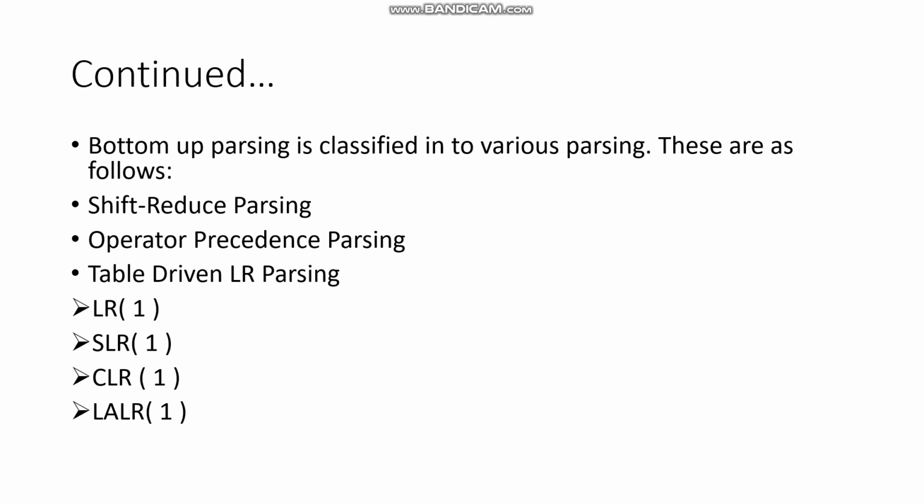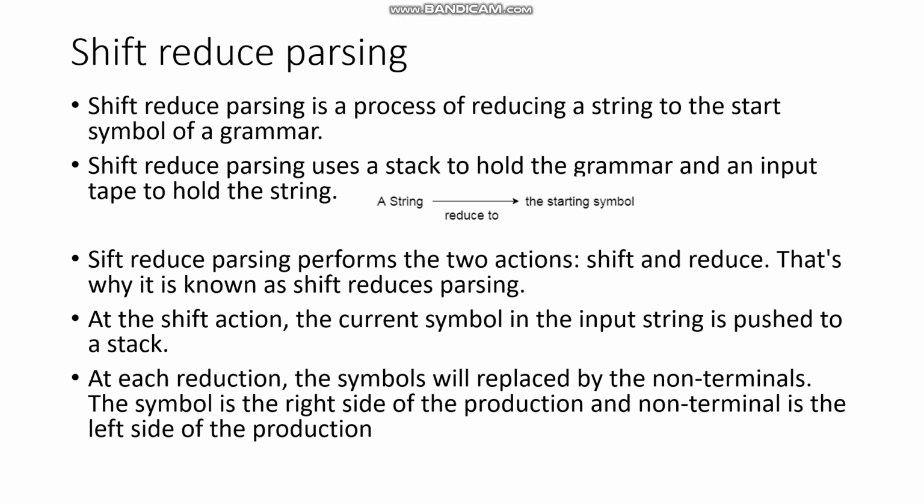Bottom up parsing is classified into various categories, out of which the first one is shift reduce parsing, second is operator precedence parsing, then table driven LR parsing. There are a number of things there, LR(1), SLR, CLR and LALR, out of which we'll start with shift reduce parsing. Shift reduce parsing is a bottom-up parsing that reduces a string W to the start symbol of the grammar.